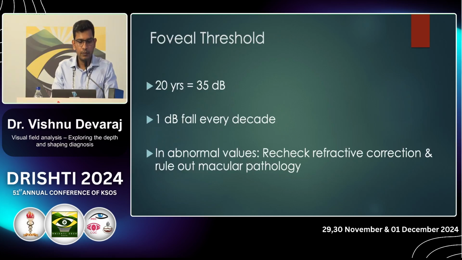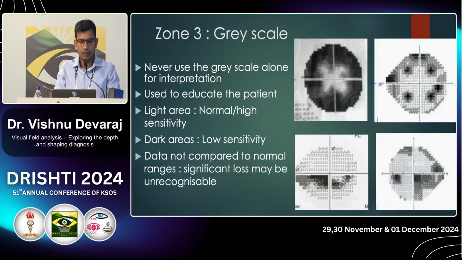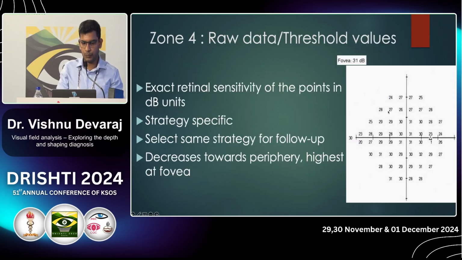Then foveal threshold: there is a 1 dB fall for every decade, and normally it is 35 decibels. Then zone 3 is used to educate the patient regarding how much field loss there is, from a layman's perspective. Zone 4 includes the threshold values, which are actually the measured retinal sensitivity of the patient.